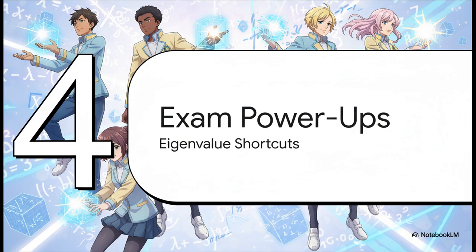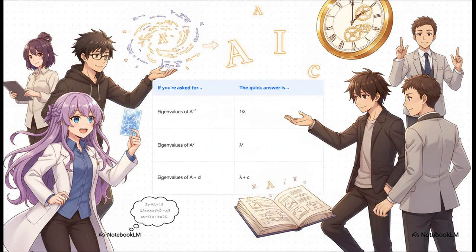See, if you already know the eigenvalues of a matrix A, you can instantly, and I mean instantly, figure out the eigenvalues for a few related matrices without doing any extra calculations. Seriously, you should just memorize this table. If lambda is an eigenvalue of A, then 1 over lambda is an eigenvalue of A inverse. Lambda to the k is an eigenvalue for A to the k, and lambda plus c is an eigenvalue for A plus c times the identity matrix. These are massive time savers on a final exam.